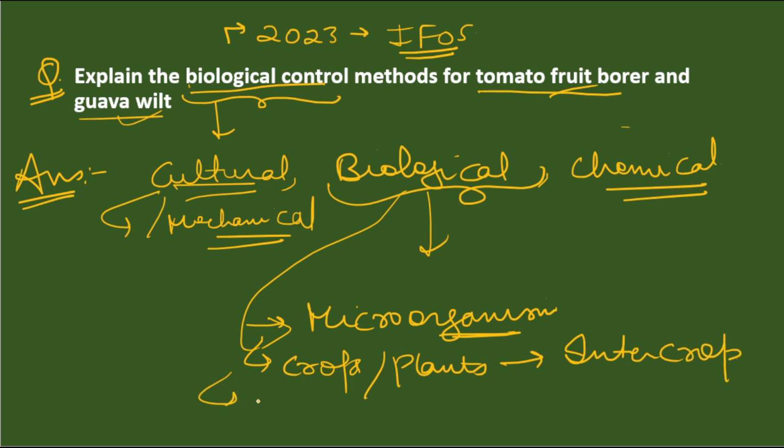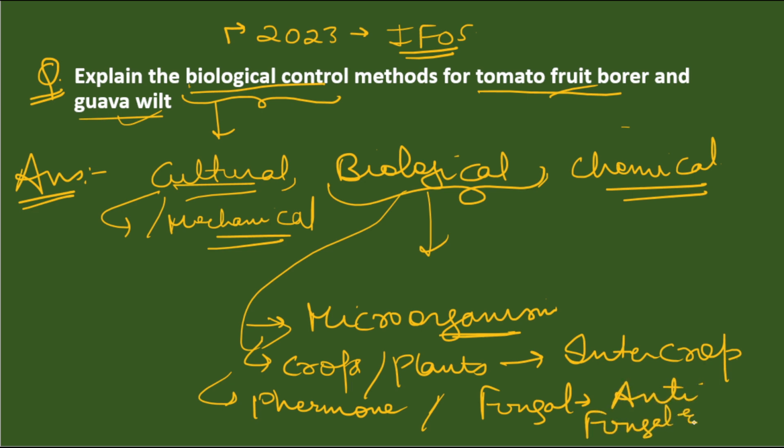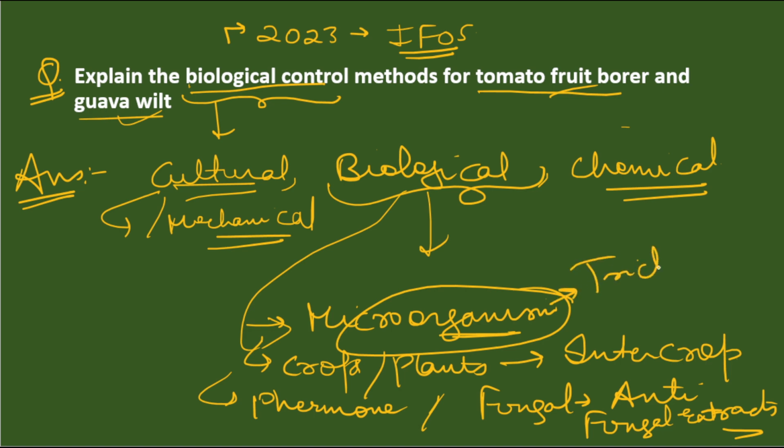Thirdly, for pests we can use pheromone traps. For diseases, if suppose we have a fungal disease, we can use some antifungal biological extracts. So these are some of the common things we can do, that is use of some microorganisms. Here the most important microorganism is trichoderma.